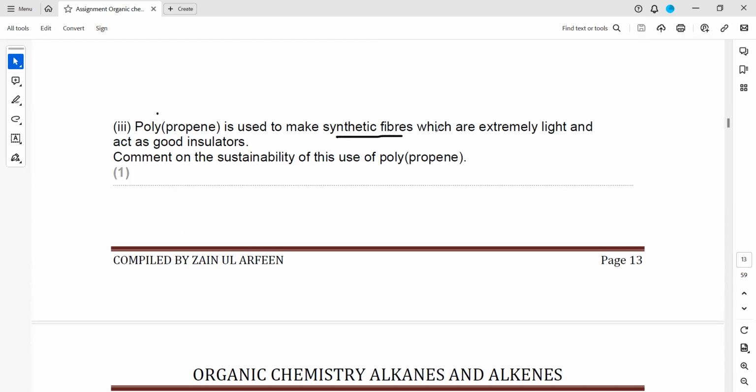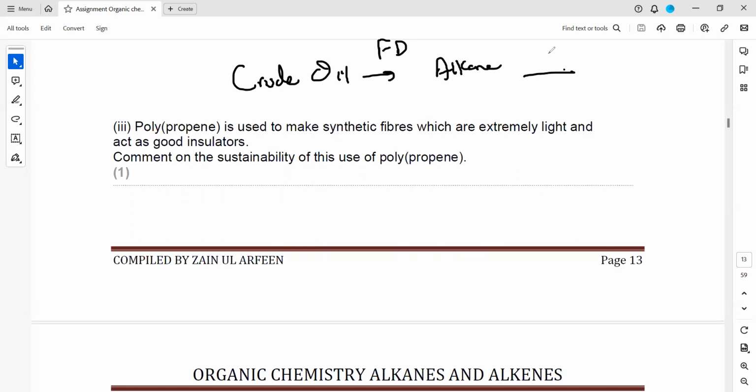Polypropene is used to make synthetic fiber, which is extremely light and acts as a good insulator. Comment on the sustainability of this use of polypropene. What is the source of propene? First, we have crude oil. From the crude oil, we do fractional distillation, and from fractional distillation, we get alkanes. Then from alkanes, we do cracking and we get alkenes. And from alkenes, we polymerize to get the polymer.